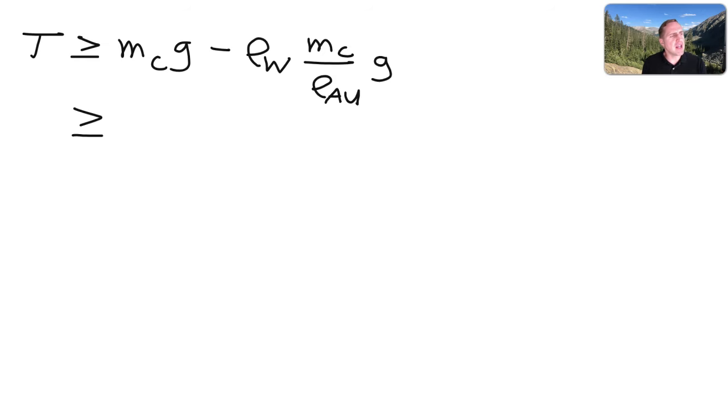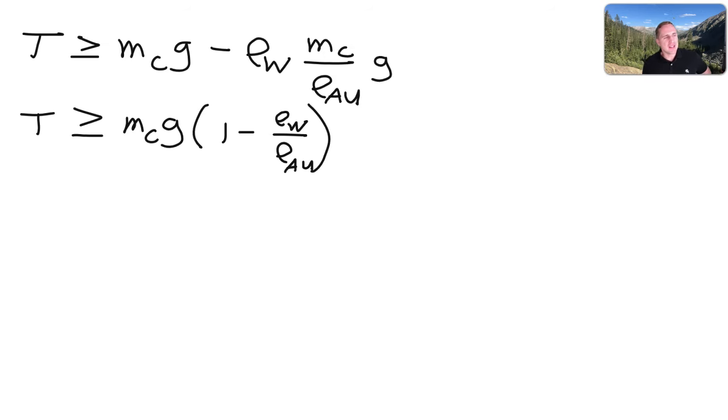In order to plug everything in a little more nicely, you see that the mass of the chest times G is repeated. So this is MC G. And then if I factor that out, we have 1 minus the density of water divided by the density of gold. Now notice, this is kind of an interesting thing. Do you see that the tension is going to be smaller than it would be if the object were not in water? Because you're going to do 1 minus something, and that something is related to the density of water compared to the density of gold.